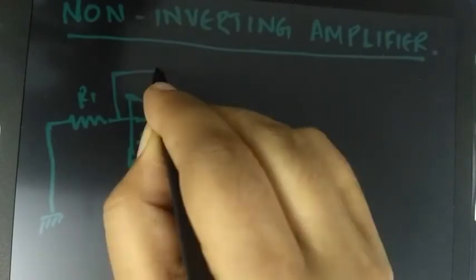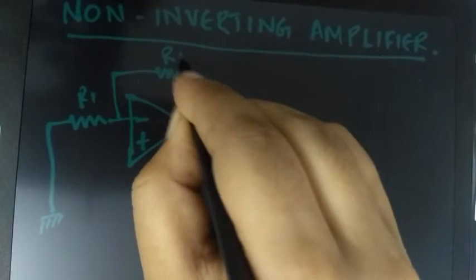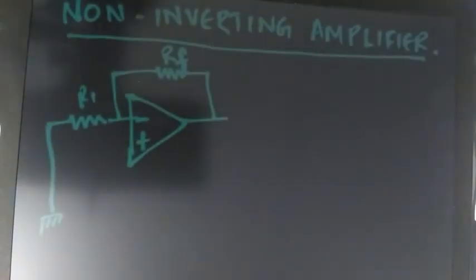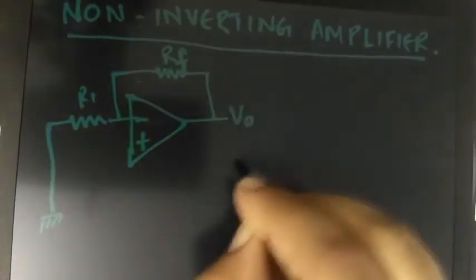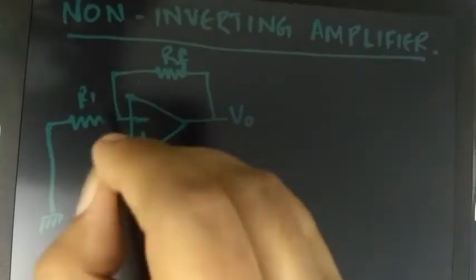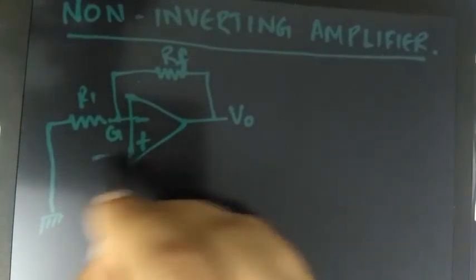So this is R1 and this is our feedback path. So this is, say, RF. You can take this as R2, but since I'm mentioning the feedback path, I'm writing it as RF. This is the output section, and very important over here, let this point be G for our convenience.